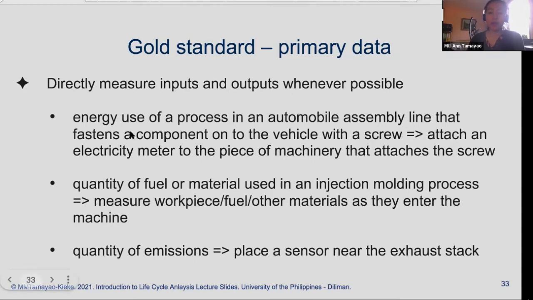So for example, if you want to look at energy use of a process in an automobile assembly line that fastens a component onto the vehicle with a screw, what you can do is to attach an electricity meter to the piece of machinery that attaches the screw. Or if you want to quantify fuel or material used in an injection molding process, what you can do is measure the workpiece or fuel or other materials as they enter the machine. If you want to quantify, for example, emissions, then you can place a sensor near the exhaust stack.